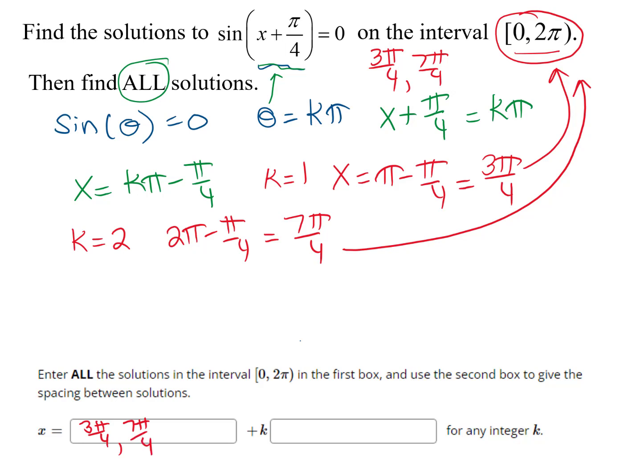Now if we wanted all solutions, that's what this answer was. And so what they're asking for here is put them between 0 and 2 pi in the first box, and use the second box to give the spacing between the solutions. And the spacing between the solutions is this k pi. It's already got the k, so we need to just put in a pi.